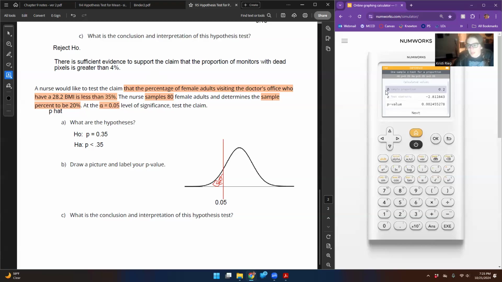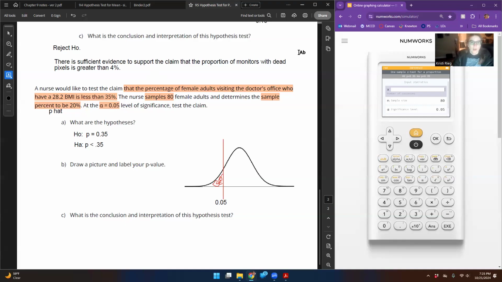All right, look at that. P-hat is 20%. That's exactly what we wanted. We wanted to force this screen right here to say P-hat is 20%. So I'm going to do that one more time just because some people are like, what sorcery just happened right now?